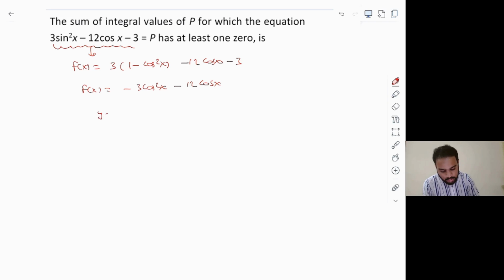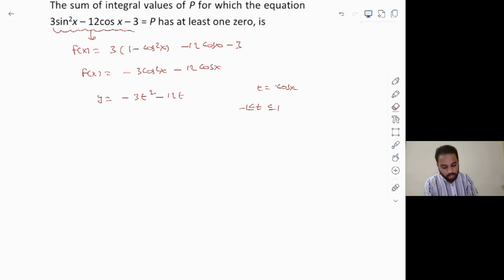For example, I can take this as y is equal to minus 3t square minus 12t, where I'm taking t is equal to cos x, but I have to keep in mind that t only belongs to minus 1 to 1, because the range of cos x is minus 1 to 1. Now, if I want to find the critical points, I have to differentiate this and equate it to 0. So dy by dt is equal to minus 6t minus 12. Equate it to 0, 6t is equal to minus 12, which makes t equal to minus 2.